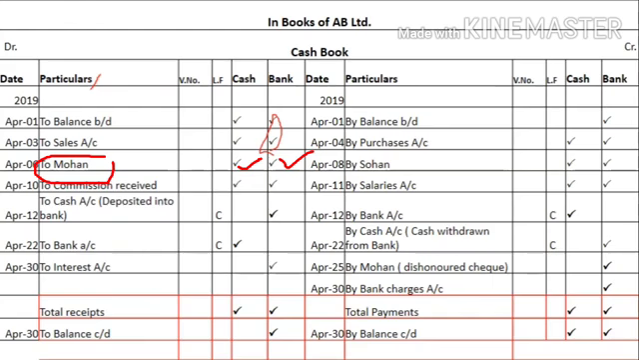Next can be like you have received some commission. Commission, if you have received in cash, then you will write down in the cash column. If you have received in the form of check, then you will write down in the bank column.